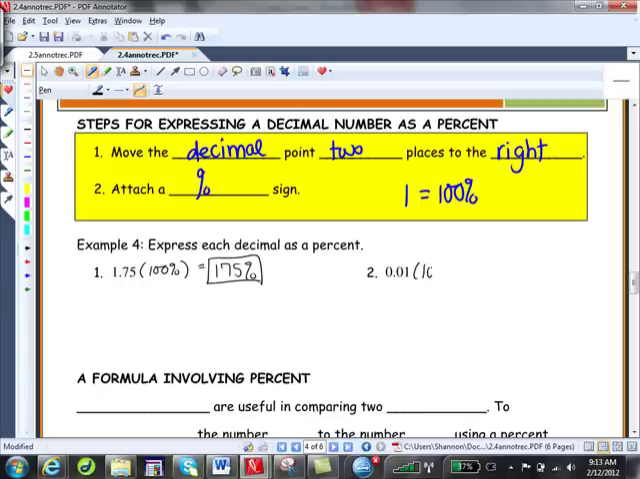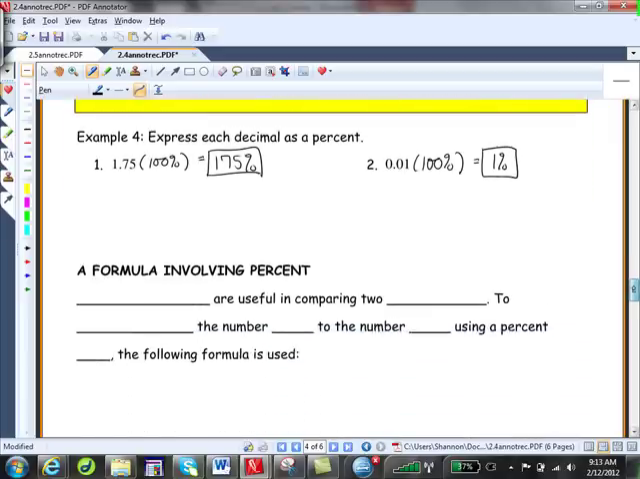Okay, multiply by 100%, and we end up with 1%. How'd you do? All right, cool.